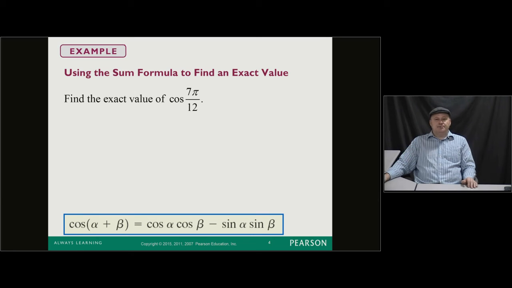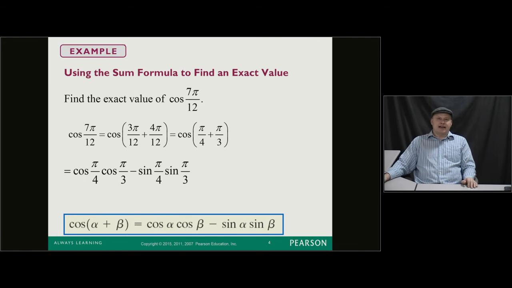But if you add 2 special angles or subtract 2 special angles, you could come up with 7 pi over 12. 7 pi over 12 is the same thing as 3 pi over 12 plus 4 pi over 12. 3 pi over 12 is pi over 4. And 4 pi over 12 is pi over 3. And pi over 4 and pi over 3 are both special angles. Since they are both special angles, I can use this sum formula for cosine to evaluate it, and what results is a special angle because I never had to use my calculator.